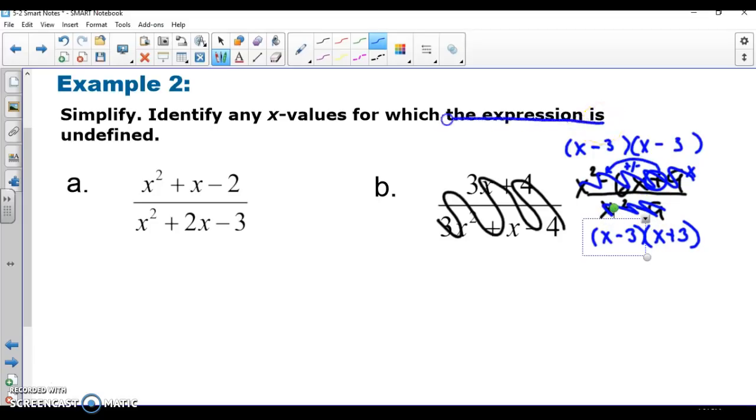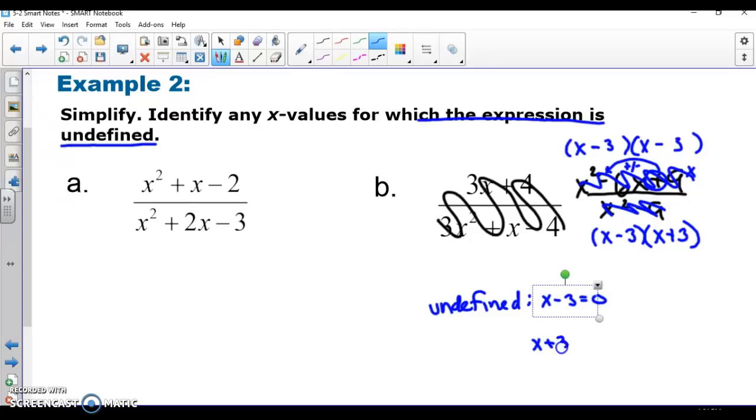However, if we look at the directions, it's asking for us to identify the undefined. So when we're talking about the undefined, we're talking about what x cannot be. And what x cannot be is any value that will make our denominator simplify to 0. So in order to find the undefined, we're going to take each of these expressions in our denominator and set them equal to 0. So in this example, x cannot equal a positive 3 or a negative 3.